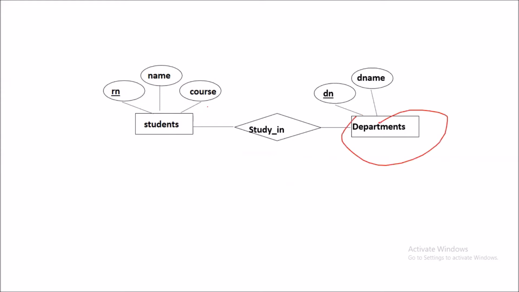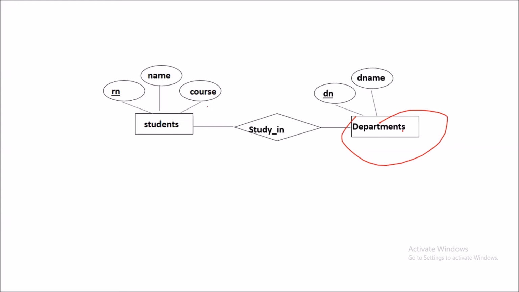Department is another entity, department number and department name are attributes, and these two entities are connected through this relationship. Means a student studies in this department. So to describe how these two entities are connected to each other, this is the relationship, and these are attributes, and student and department are entities. I hope you understand. If you have any problem, then you can comment.